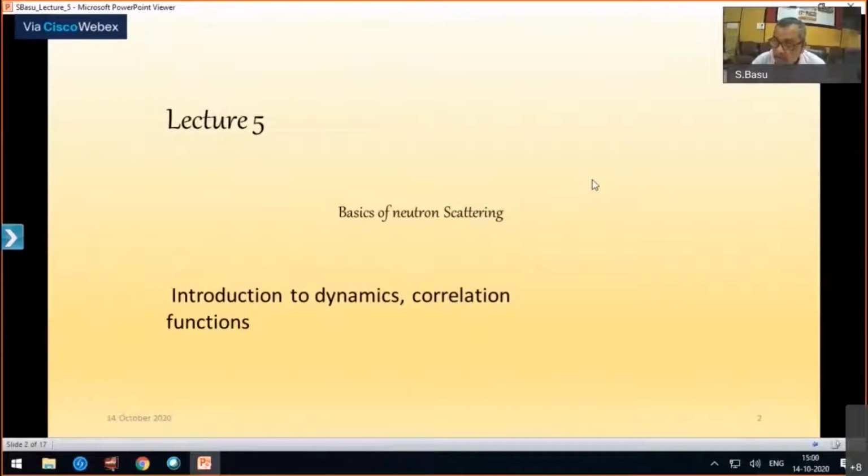I'll go over it briefly, and then I'll introduce you to how to bring dynamics into our formalism, and also the correlation functions in neutron scattering. This is important, and please bear with me. Those who have basic initiation in quantum mechanics will find things fairly simple, and for those who are not from physics but some other discipline, I'll try to derive the things for you. A little bit of quantum mechanics I will assume that you know.